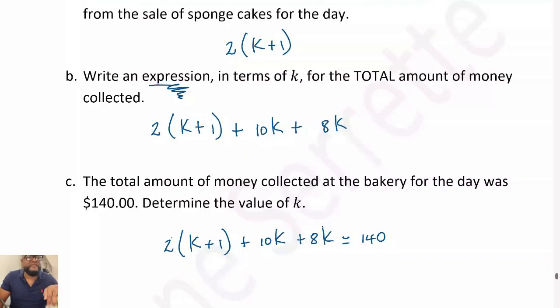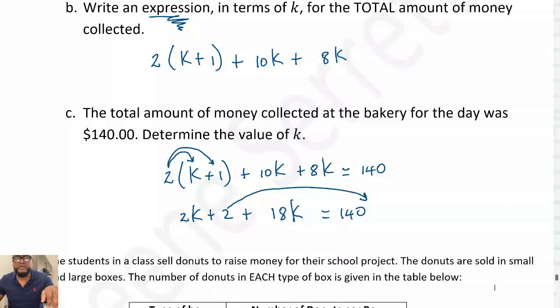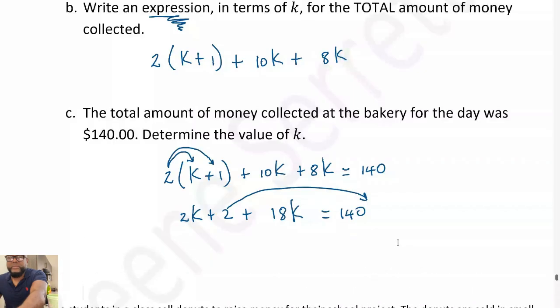Right. So what are we getting rid of here? The brackets. Brackets. 2 multiplied by k plus 1 is 2 by both things. 2 by k will give me 2k, 2 by 1 is 2. Right. Now 10k plus 8k is how much k? 18. So we write 18k is equal to 140. Remember that 2 cannot add to those k's, eh? That 2 cannot add to those k's. That's 2 by itself.